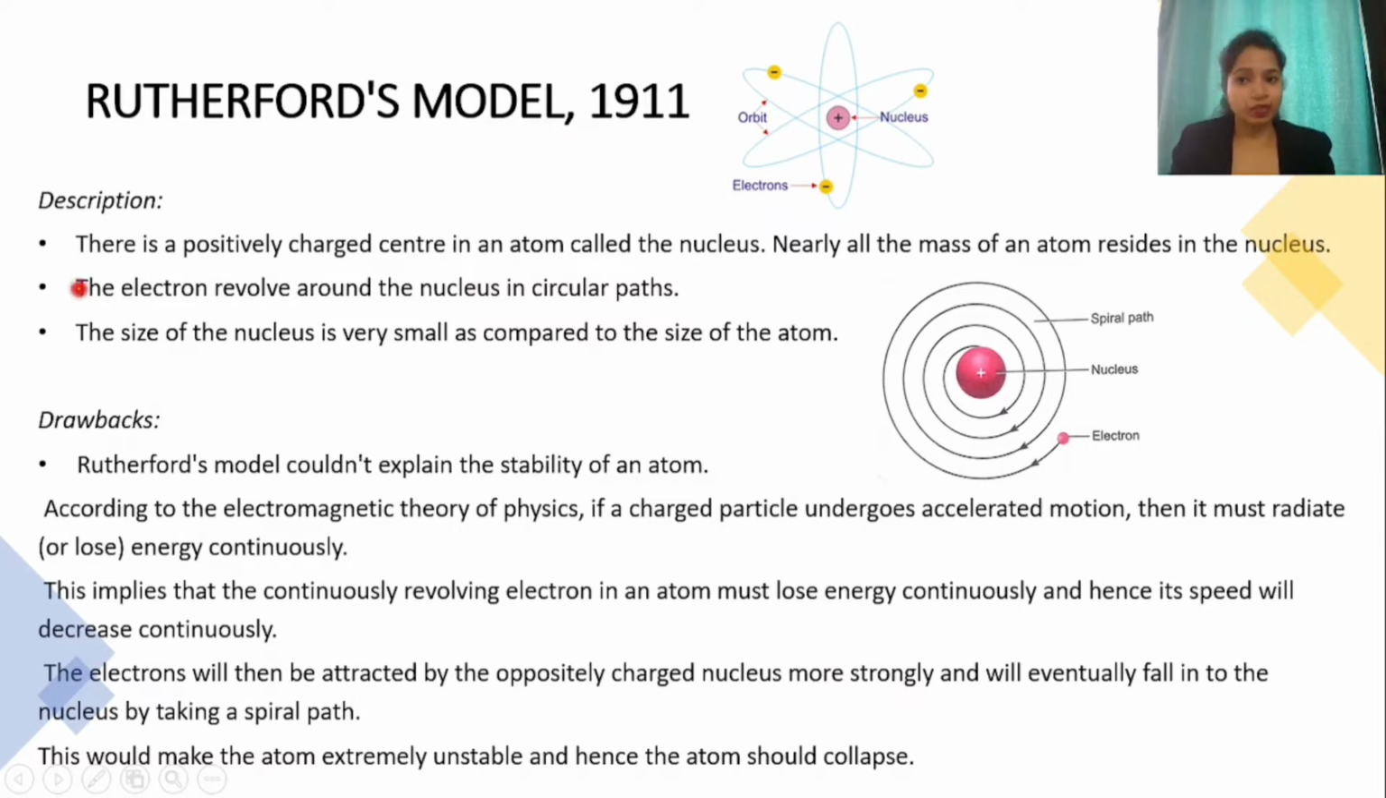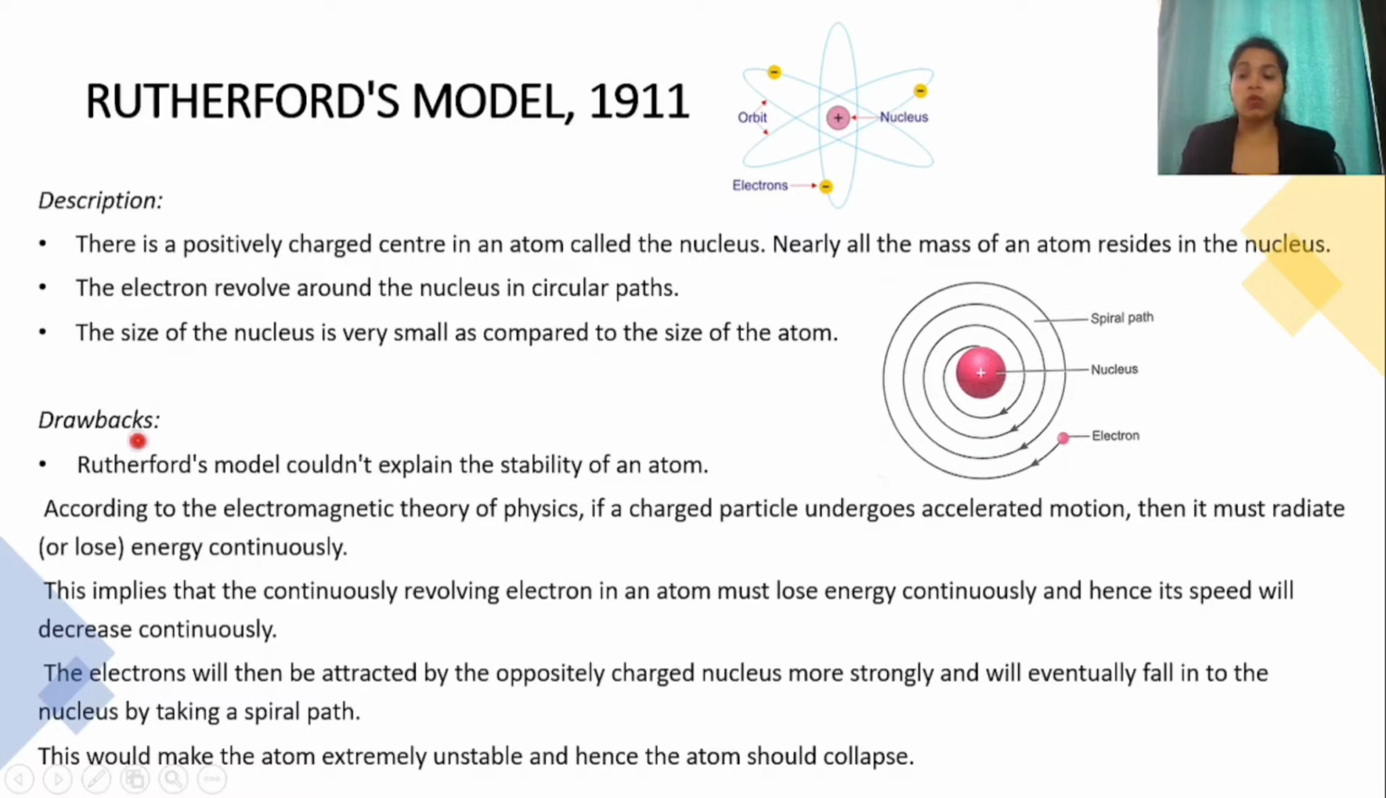He gave the following description. He said there's a positively charged center in an atom, which is called the nucleus, and nearly all the mass of an atom resides inside the nucleus. He said the electrons revolve around the nucleus in circular paths. The size of the nucleus is very small as compared to the size of the atom. So here you can see that the nucleus is the central part of the atom and there are different orbits in which electrons keep revolving.